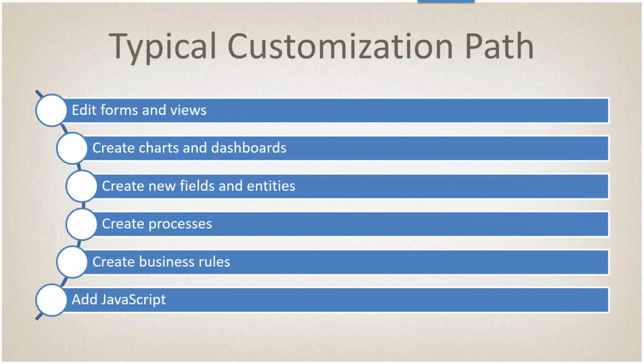So here is what I found to be the typical customization path for someone like us. The first thing we do is we edit forms and views. We add things, we remove things, we rearrange things, we create charts and then put those on dashboards. Then maybe we get into creating new fields and entities. Then we create processes. Then we create business rules. And finally, when we get brave enough and have enough experience, we actually start writing some JavaScript.